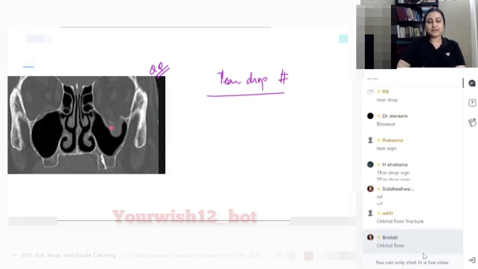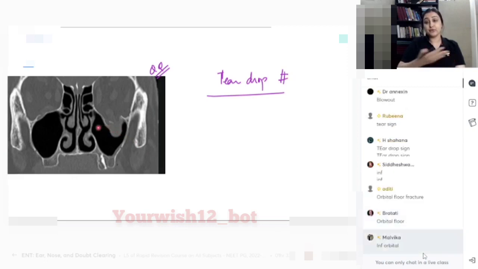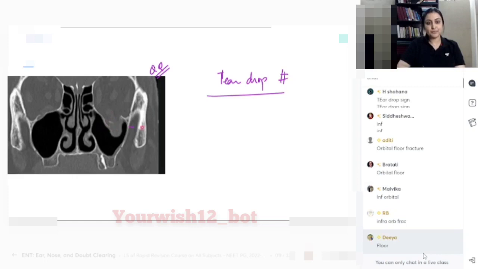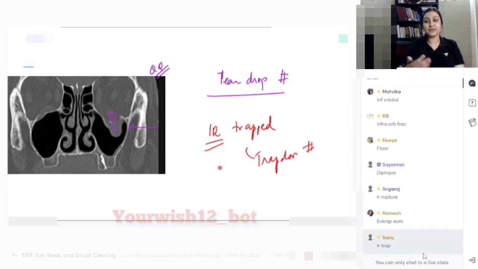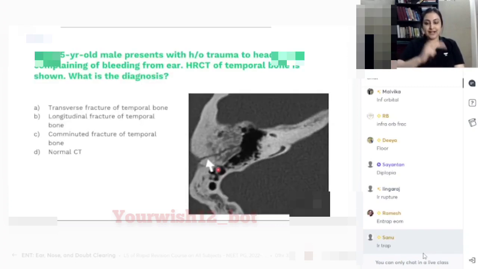The teardrop fracture wherein you have the floor का fracture, orbital floor fracture, and what is the problem here? Problem is inferior rectus can go here. So this has one complication wherein the inferior rectus can get trapped, है ना. तो इसको इसलिए बोलते हैं trap door fracture, entrapment हो सकता है. So this patient, if the patient comes to you with diplopia, then you know कि कुछ ना कुछ गड़बड़ हुआ है, right? So this is your teardrop fracture.